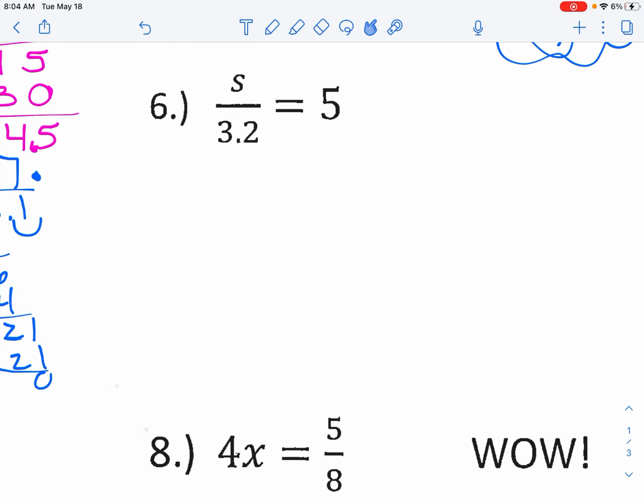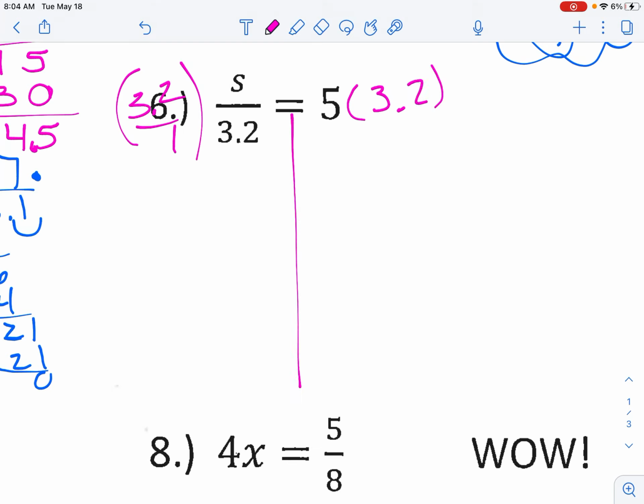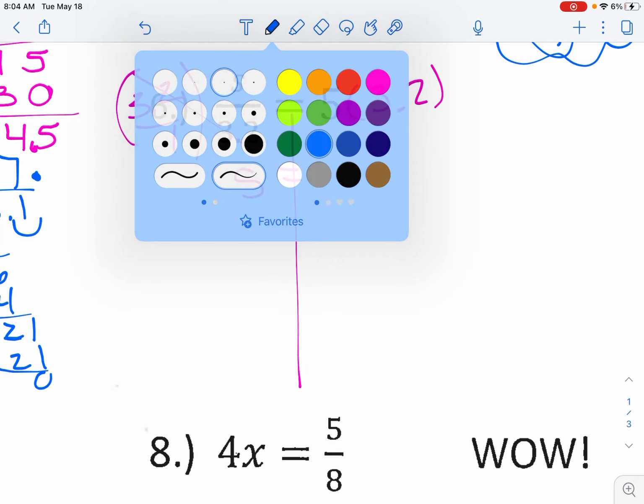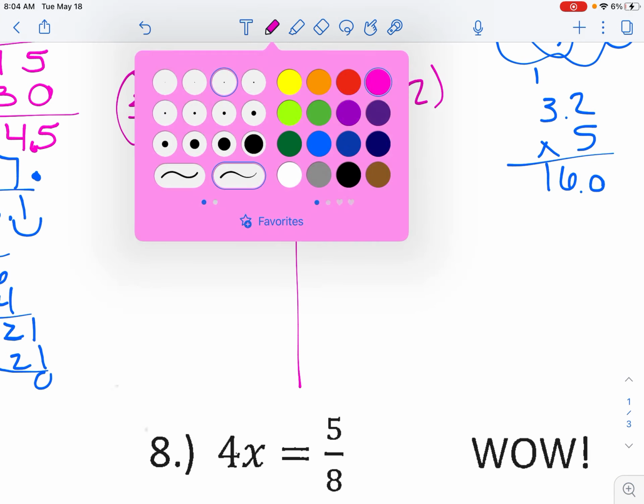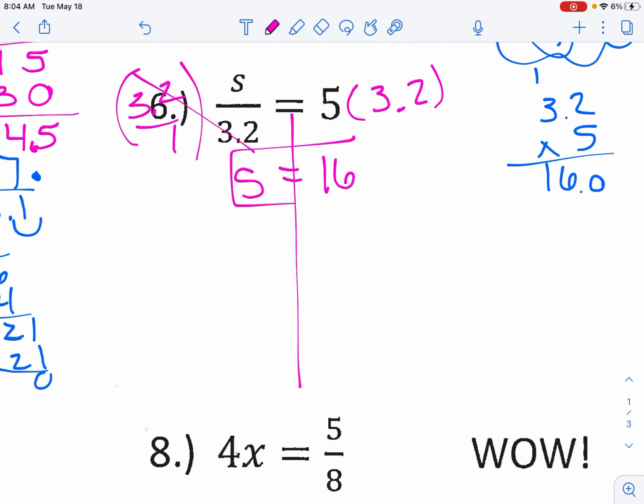What number divided by 3 2/10 equals 5? Well, the opposite of dividing by 3 2/10 is multiplying by 3 2/10. Remember, we have a mirror, so whatever I do on the left side, I have to do the same thing on the right. So on the left side, everything is going to cancel. If I have a 3-digit number, a decimal, or a fraction, I have to show my work out to the side. So 3 2/10 times 5. S equals 16.